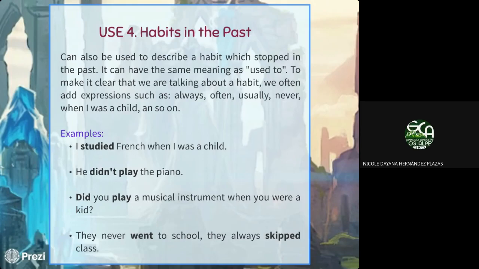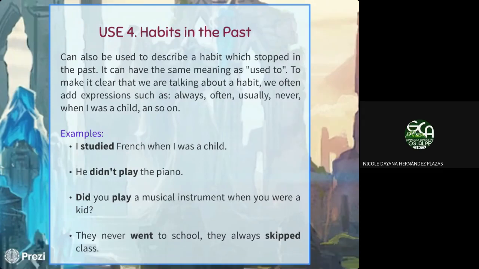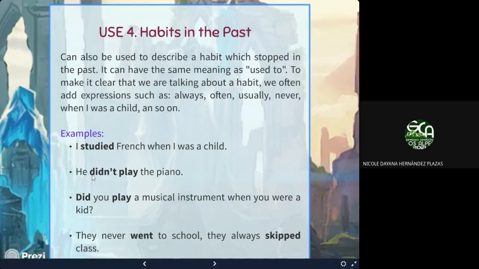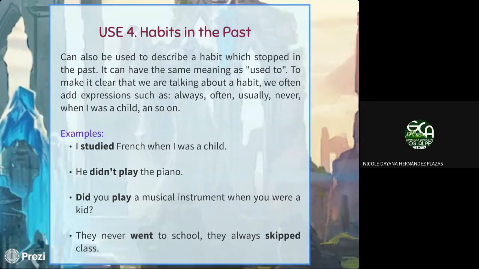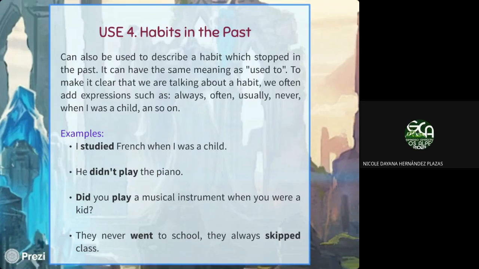So, when you have habits that you don't have anymore, let's take a look. I studied French when I was a child. Yo solía estudiar francés, pero ya no estudio nada. So, that's it. Or this one, he didn't play the piano. Maybe this is something that he didn't do before, but now he is an excellent musician. The next one, did you play a musical instrument when you were a kid? Te puedes preguntar, ¿hacías esto cuando eras niño? ¿Tenías esta rutina?